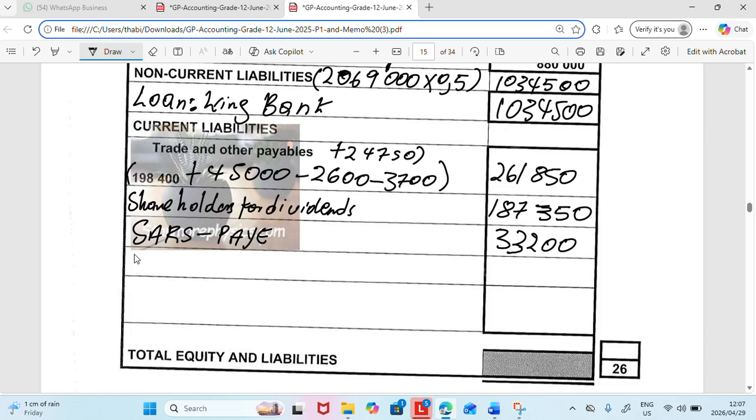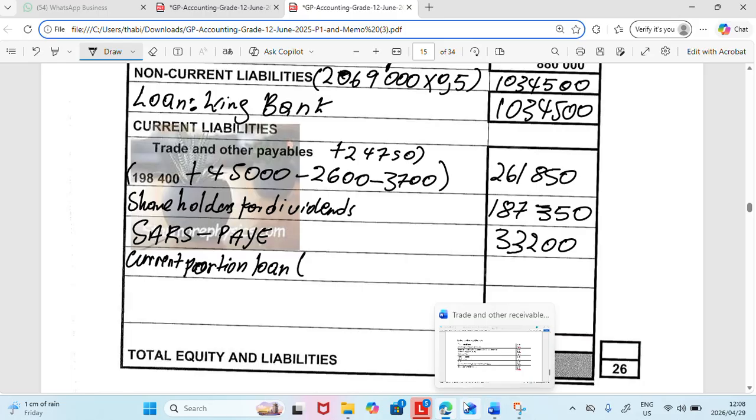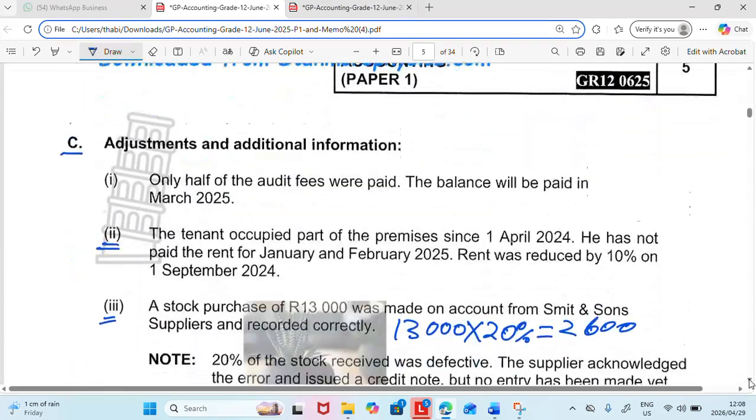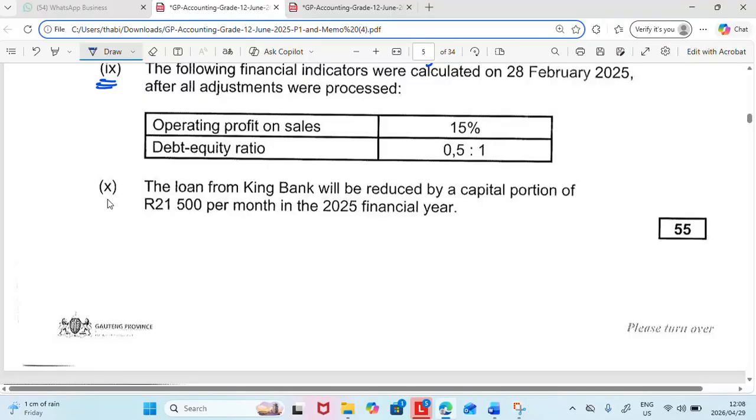We have a loan, and the loan will always have the current portion. So we are showing it different, we are showing it separate, guys. The current portion of the loan. So the current portion of the loan, I show it separate. I want us to go and check the last adjustment. The last adjustment, the loan from King Bank will be reduced by a capital portion of 21,000 per month.